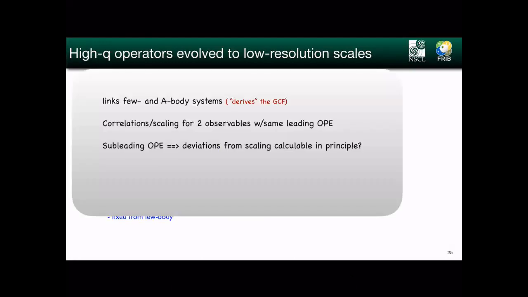And so the point here is that this RG evolution of these high momentum operators provides a very clean link between few and A body systems. If you like, it effectively derives the GCF. It explains why you often find correlations and scaling relations between two different observables if they both probe high momentum physics, because they have the same leading OPE. And moreover, you can, in principle, look at things like the subleading OPE contributions to actually calculate deviations from scaling, at least in principle, although we haven't done that.